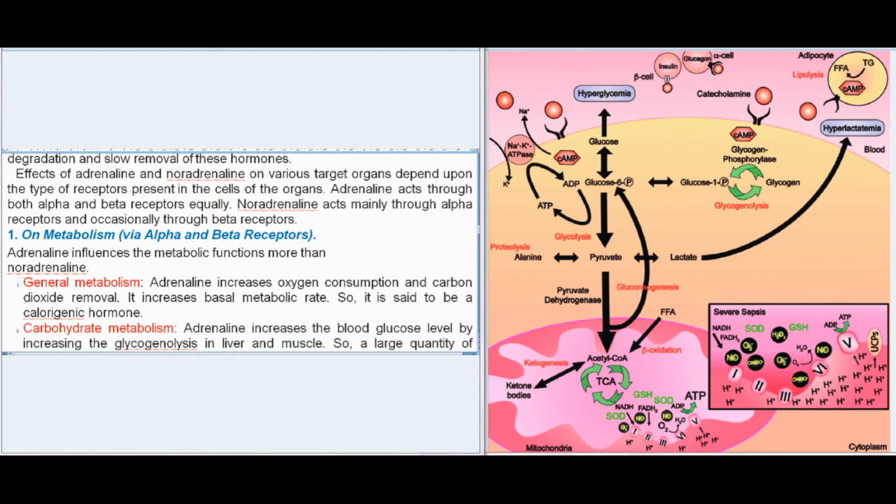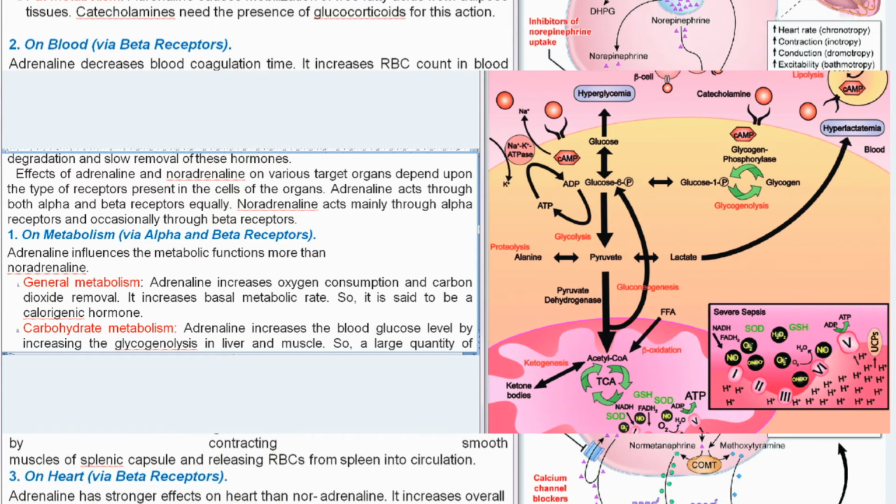On metabolism, via alpha and beta receptors. Adrenaline influences the metabolic functions more than noradrenaline. General metabolism: adrenaline increases oxygen consumption and carbon dioxide removal. It increases basal metabolic rate. So, it is said to be a calorigenic hormone. Carbohydrate metabolism: adrenaline increases the blood glucose level by increasing the glycogenolysis in liver and muscle. So, a large quantity of glucose enters the circulation.